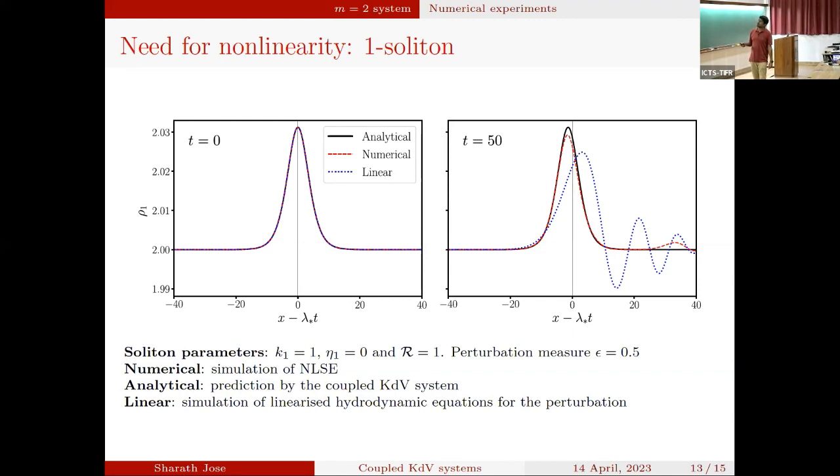Here, there are two simulations. The numerical is again the simulation of the Schrodinger equation. Linear depicts the solutions obtained by the numerical solution of the linearized hydrodynamic equations. And pretty early on, you can see that the linear solution starts suffering from radiative loss. The form is lost, so what you can take away from this slide is that nonlinearity is an essential feature of this theory.